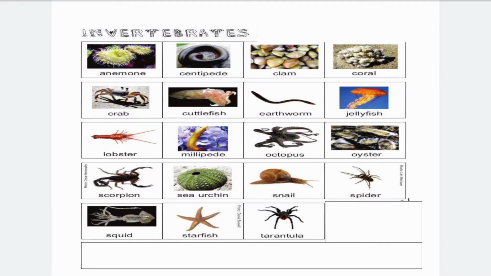Invertebrates such as sea anemone, centipede, clam, coral, crab, cuttlefish, earthworm, jellyfish, lobster, millipede, octopus, oyster, scorpion, sea urchin, snail, spider, squid, starfish, tarantula, etc.